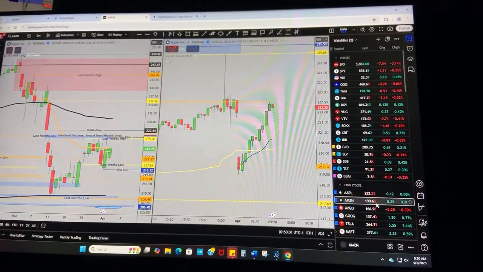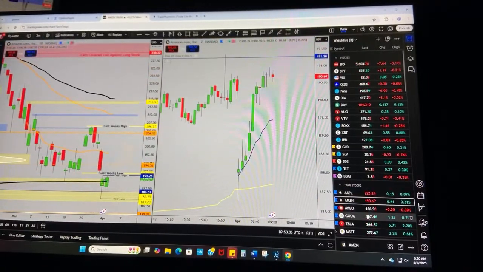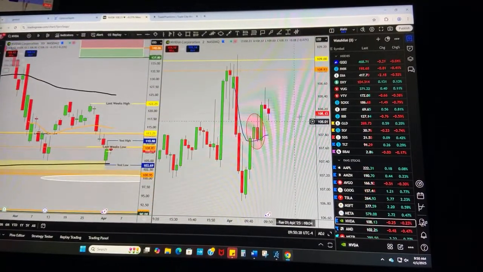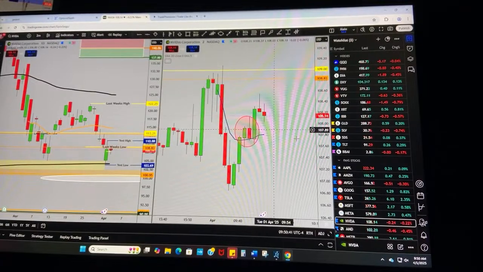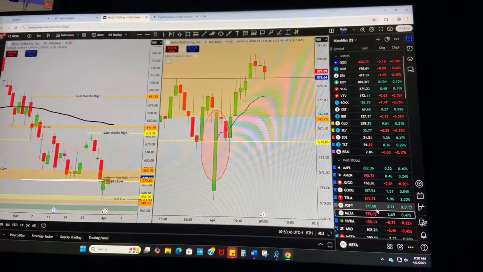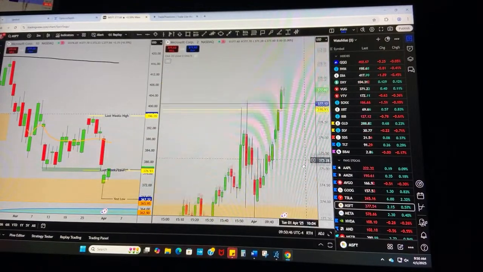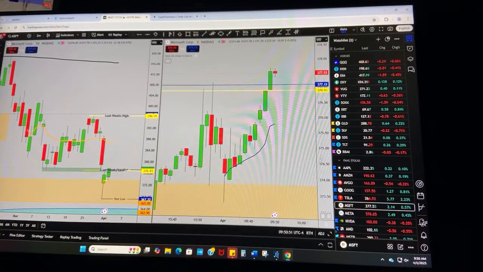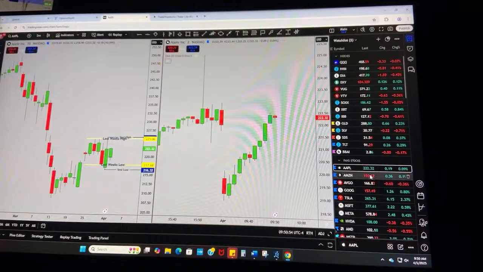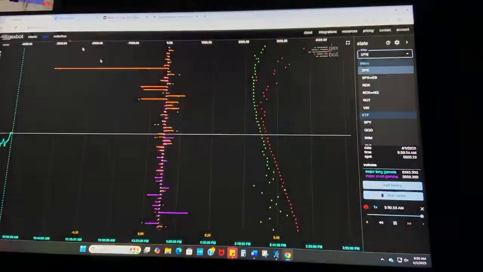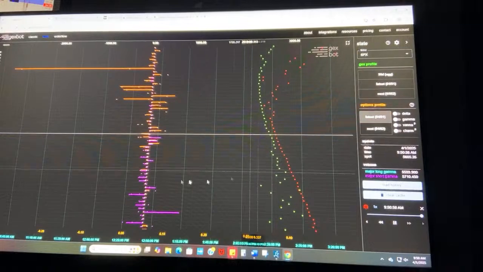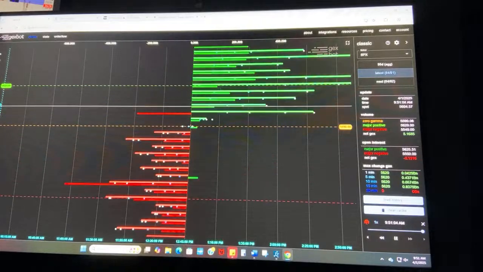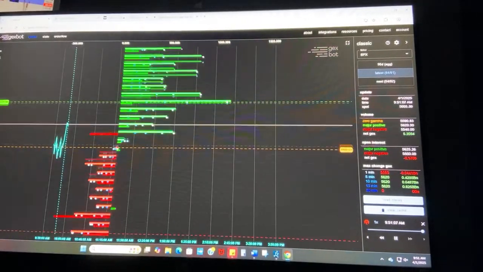Apple hitting its view up there. Microsoft above prior day's high, a little bit of some strength on FANG, just a little bit here off open, very early. So nothing too super exciting here today.